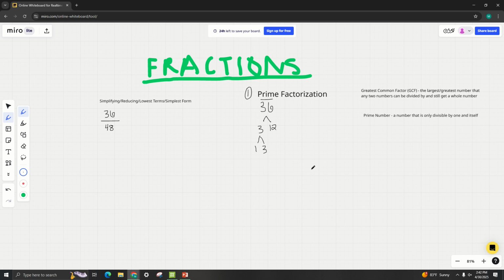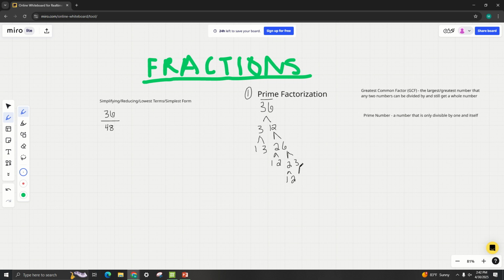7 is a prime number because I can only divide 7 by 1 and 7 and still get a whole number. So the idea of prime factorization is I'm going to get to only prime numbers. So now I have 12. And right off the top of my head, I know 2 and 6 multiply to get to 12. And I know 2, I can only divide 2 by 1 and 2 and still get a whole number. And then 6, I know 2 and 3 multiply to get 6. And look, I'm at my prime numbers.